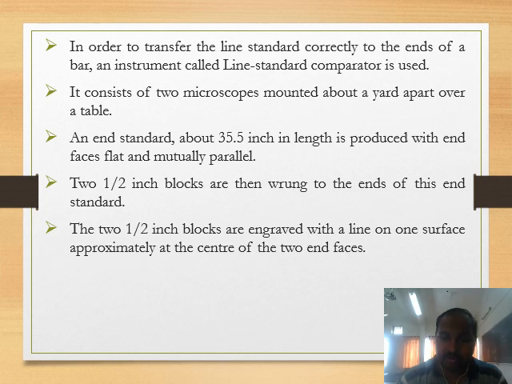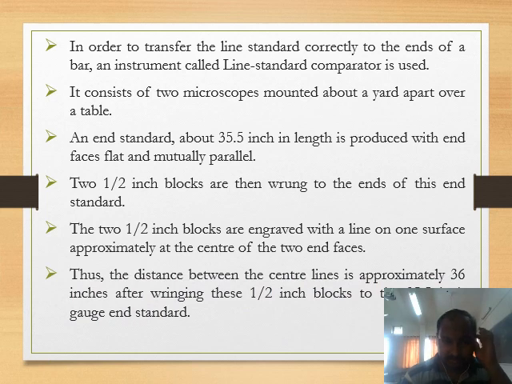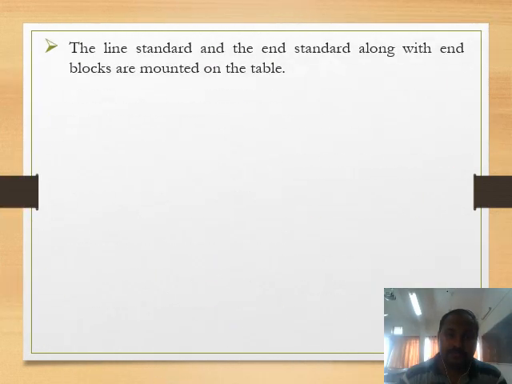The line on each half-inch block is maintained in such a way that they are parallel with respect to each other when they are rung together, at the center of the end faces. Now the distance between the center line of the engraved half-inch block is measured with respect to the opposite engraved line of the other half-inch block. When I measure the distance between those two parallel lines, it will be equal to 36 inches. So here that 36 inches is equal to 1 yard.